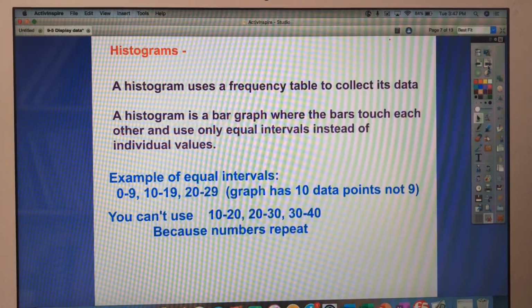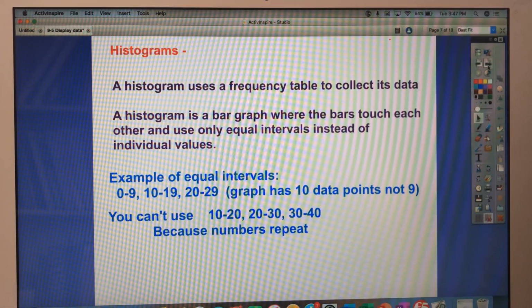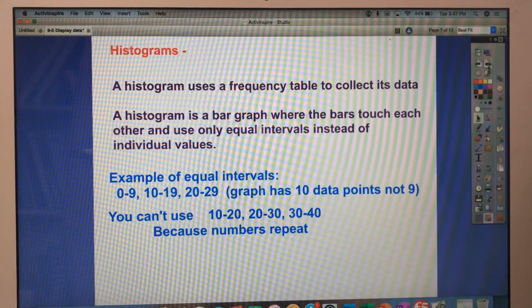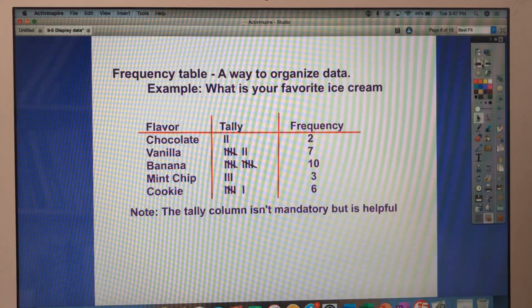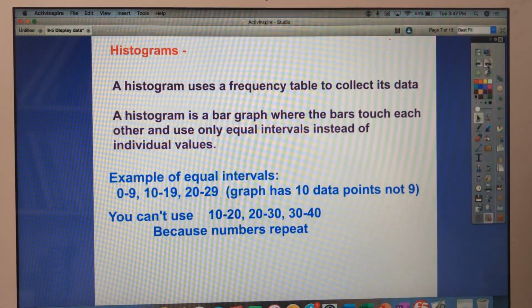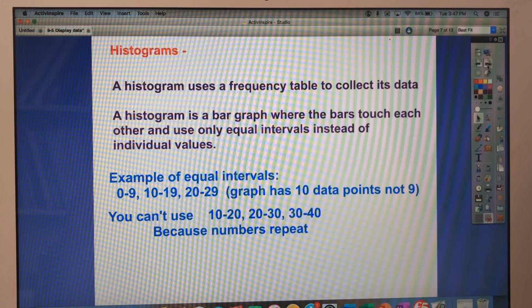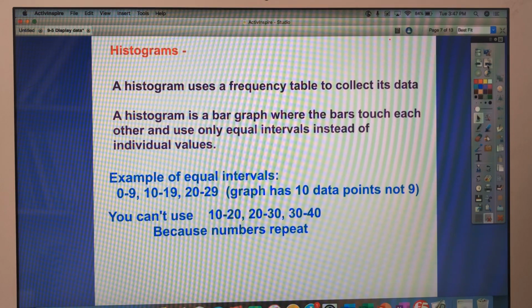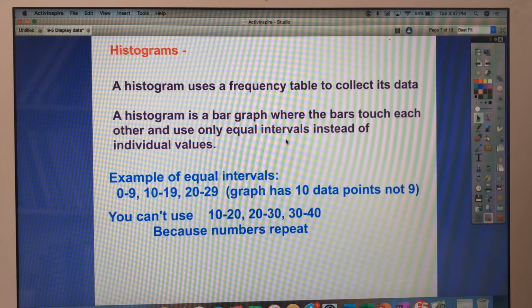Here we go. I'm sorry for before, but now we are finally at histograms. A histogram uses a frequency table. So what we just saw, a frequency table. The histogram will use that frequency table to collect data. A histogram is a bar graph where the bars touch each other and use only equal intervals instead of individual values. That's where the problem begins, right here.